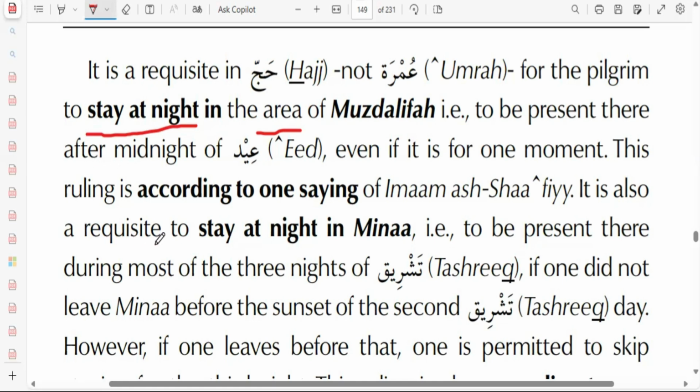It is also a wajib to stay the night at Mina, i.e. to be present there during most of the 3 nights of Tashriq, if one did not leave Mina before the sunset of the 2nd day of Tashriq.